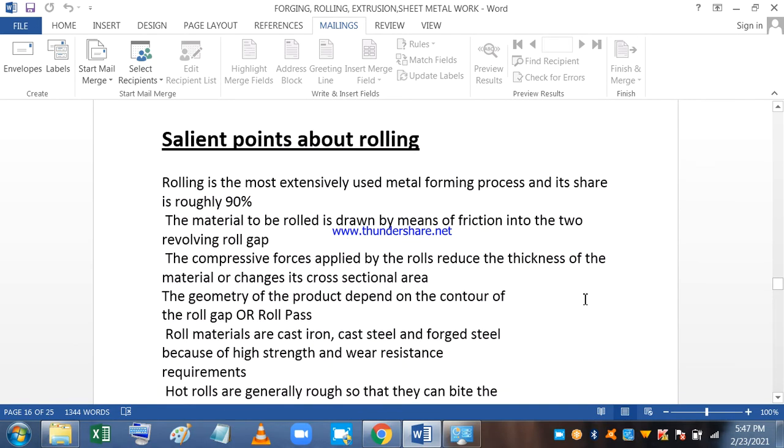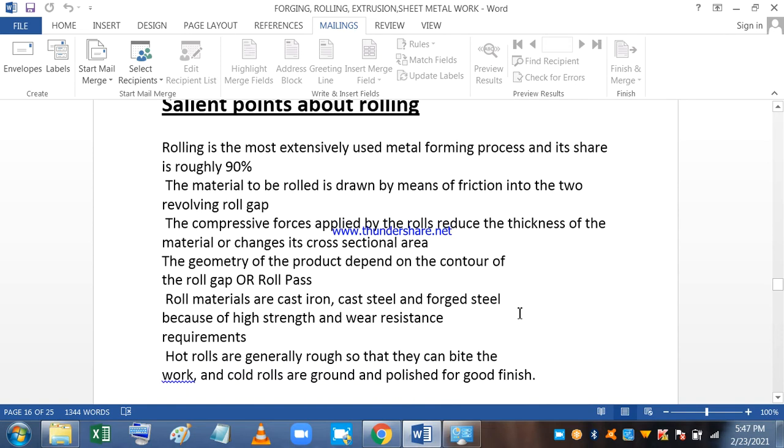Now, salient points about rolling. Rolling is the most extensively used metal forming process and its share is roughly 90%. That means 90% of the steel materials in use are produced by the process of rolling. It is so much important. The material to be rolled is drawn by means of friction into the two revolving roll gap. The compressive forces applied by the rolls reduce the thickness of the material or change its cross-sectional area. The geometry of the product depends on the contour of the roll gap or roll pass.